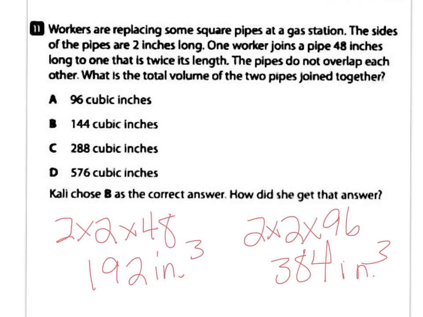It wants to know what is the total volume of those two joined together. So when I add 384 plus 192, I get 576. So I know my answer is D.